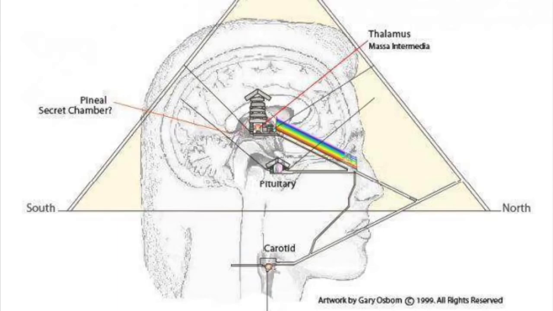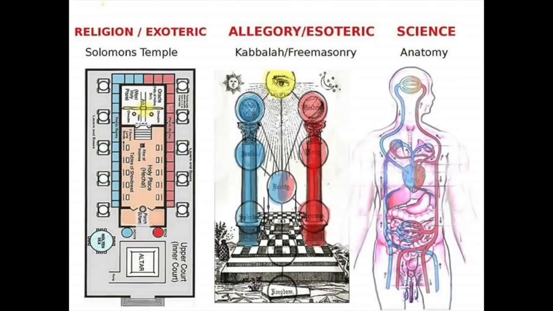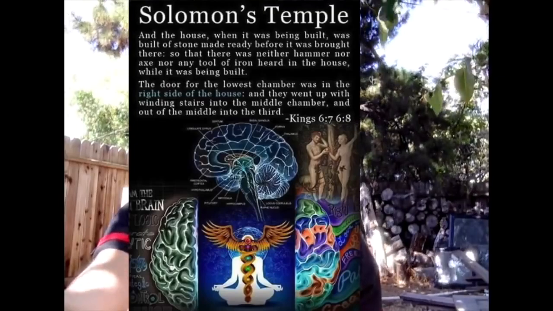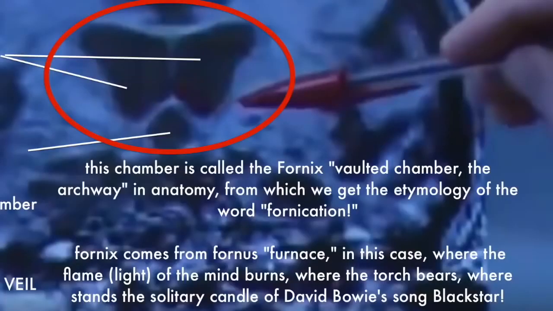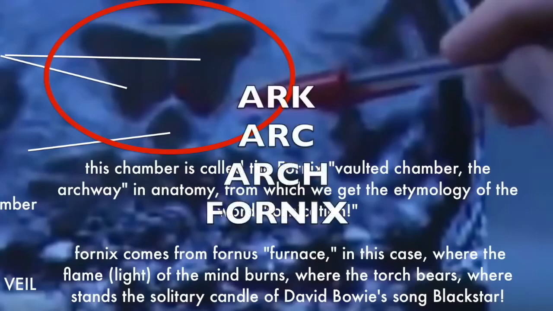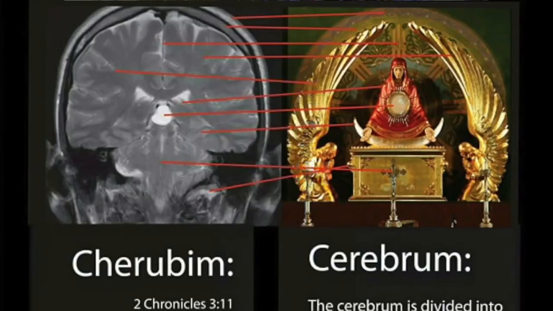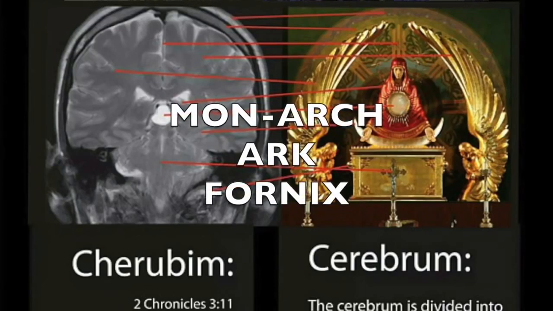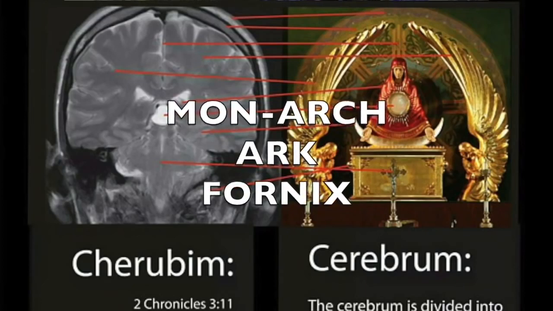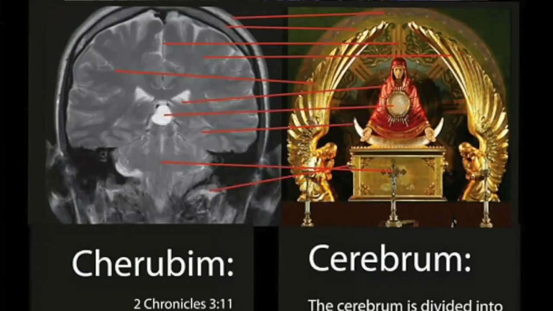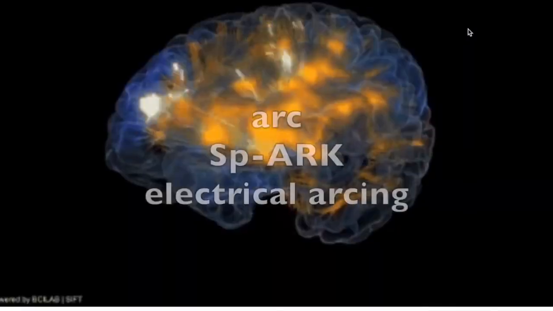And so it's also what corresponds in biblical theology to Solomon's temple, the Holy of Holies, the innermost chamber. And this monarch image here, the hypothalamus, the optic thalamus region, is also where the Ark of the Covenant sits. The Ark of the Covenant, meaning an archway, as in the fornix, the vaulted chamber, the vault of heaven. The two wings of this monarch correspond to the two cherubim which guard the Ark of the Covenant, which are two sphinxes whose wings are touching.